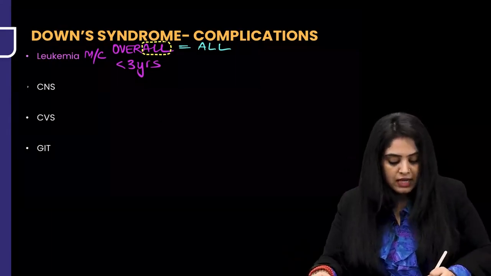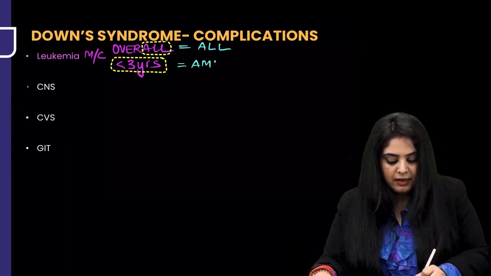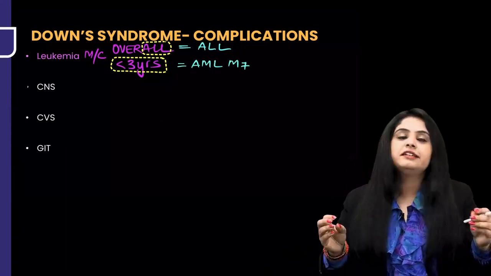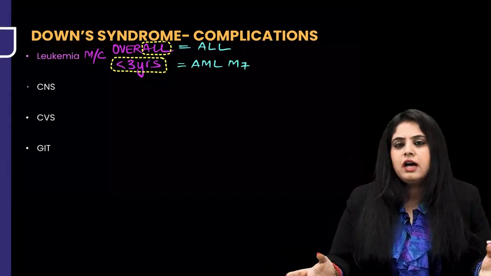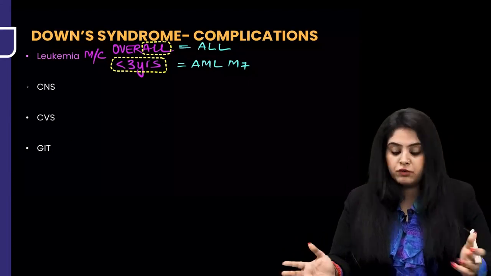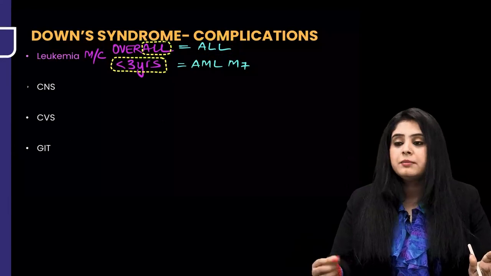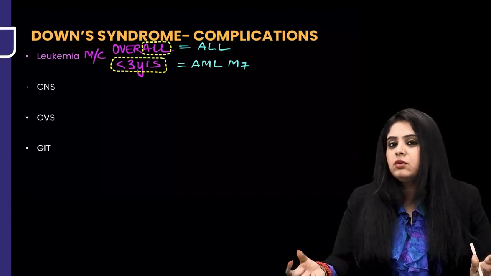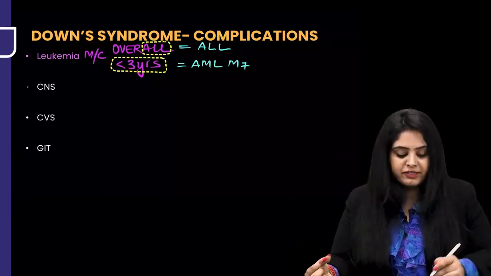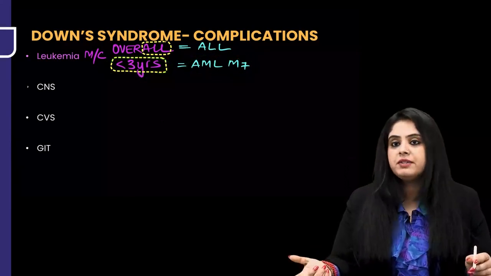But if they mention the age as less than 3 years, then your answer becomes AML M7. So if I say there is a baby of Downs, I don't know his age, 2 years, 5 years, 10 years, 12 years, I don't know anything. I just ask you what is the leukemia he is at a risk of. So when nothing is known, overall they have asked you, I will mark ALL. But if I say there is a 24-month-old baby, 18-month-old baby, basically anything less than 3 years of age, you will mark AML M7. Easy, right?